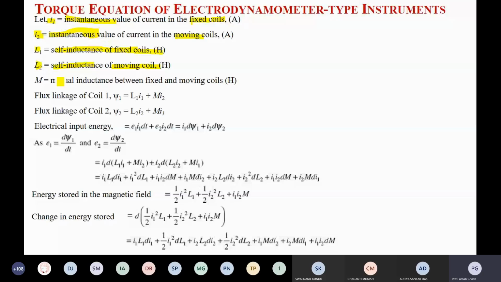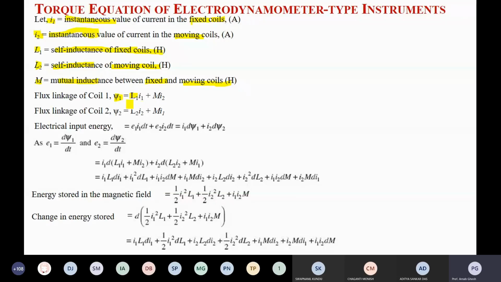M is the mutual inductance between the fixed and moving coil. So the flux linkage of coil 1, psi 1, will be what? L1 I1 plus M into I2. Here I1 is the instantaneous current passing through the fixed coil and L1 is the self inductance of the fixed coil. So all of you know that psi by I equals L. So definitely L1 I1 equals psi 1.